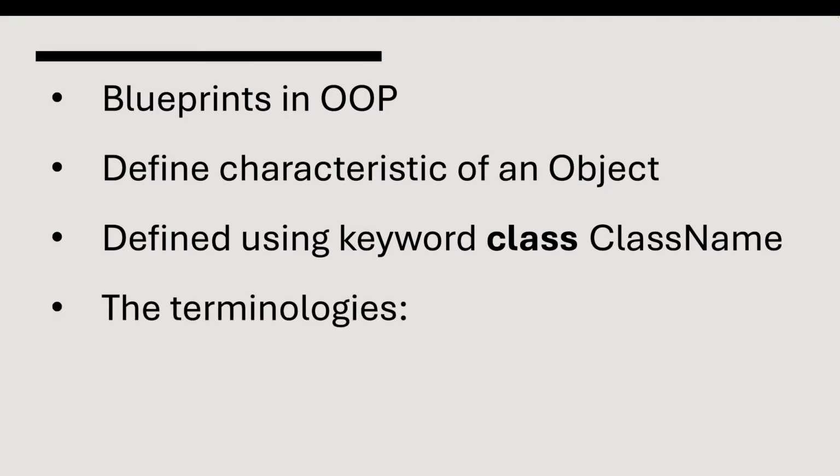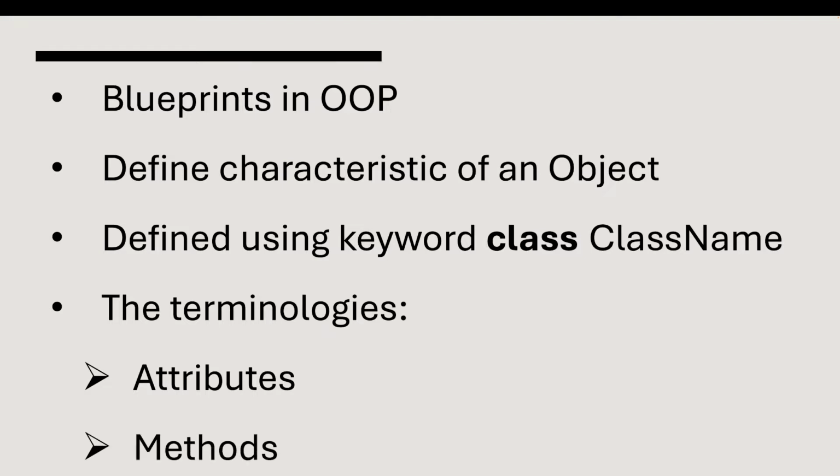There are certain terminologies that we should be aware of in class. Attributes. They are nothing but variables, but they are tied to the object and the class. Methods. They are nothing but functions. They are tied to the object and the class. Let us now jump to the coding section to understand in detail about classes.